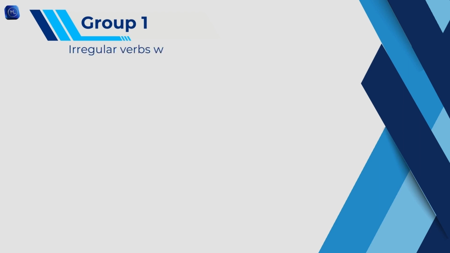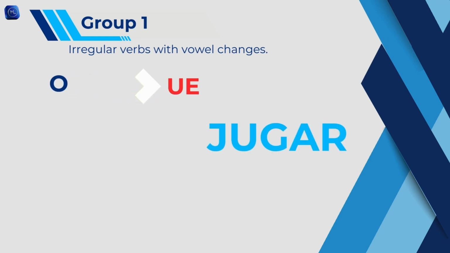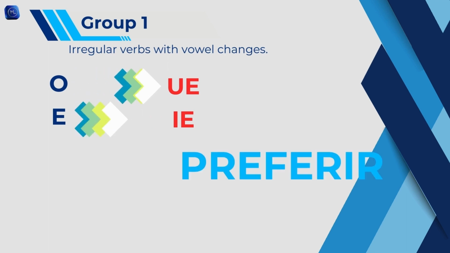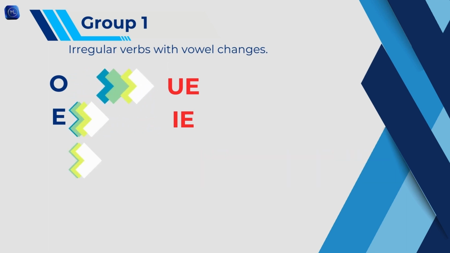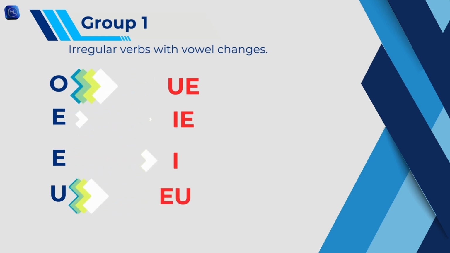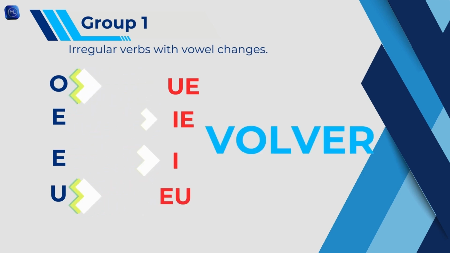Group 1. Irregular verbs with vowel changes. Within this group, we have various vowel changes. From O to UE, as in jugar, to play. From E to IE, as in preferir, to prefer. From E to I, as in pedir, to ask for something. From U to UE, as in volver, to return. With these verbs, it's important to keep in mind that not everyone will have to change. The conjugation for we in the verbs conjugated in the present irregular never changes.